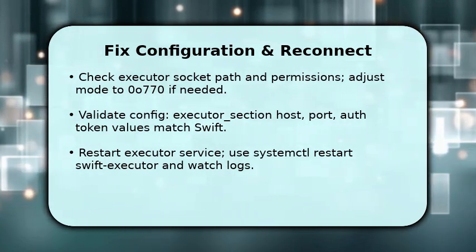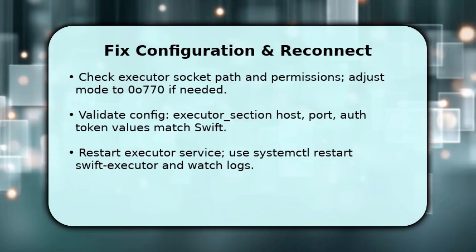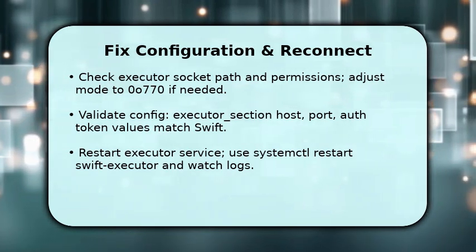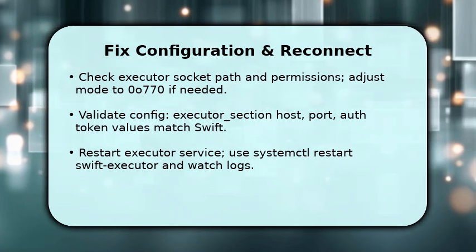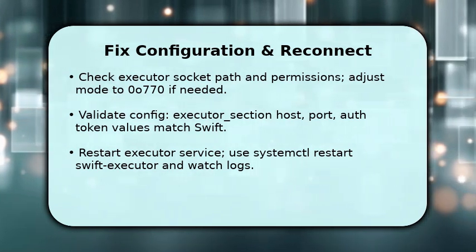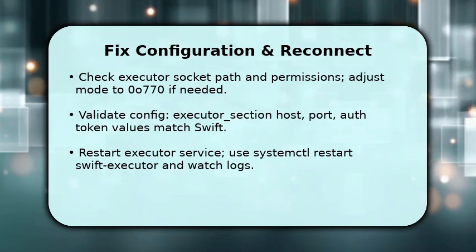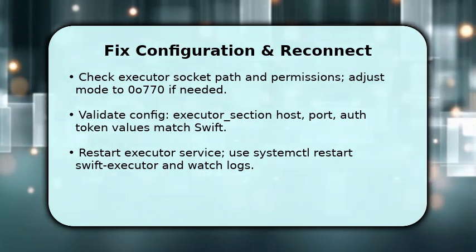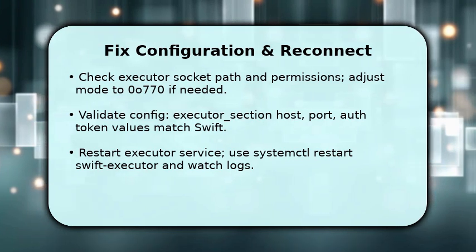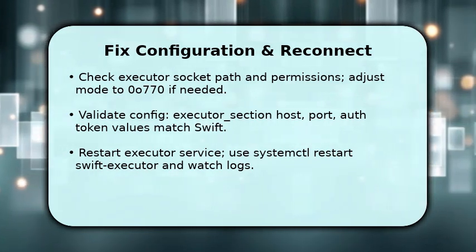Then validate executor config entries, host, port, and auth token against the Swift controller so both endpoints agree. After correcting values, restart the executor service and tail logs in real time to confirm a successful handshake. You'll see a connect message. If not, iterate on the mismatched field.